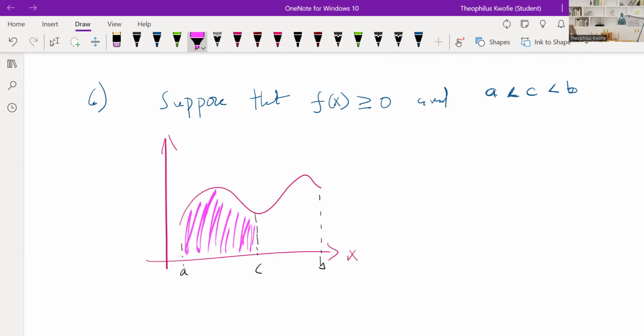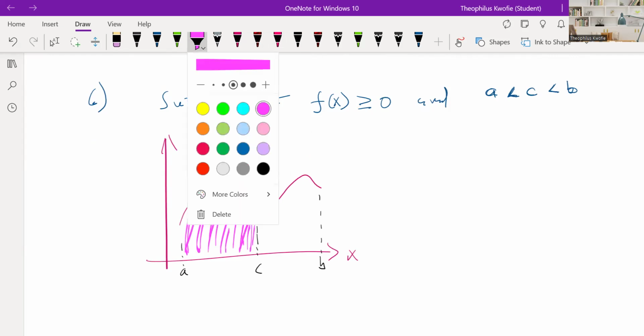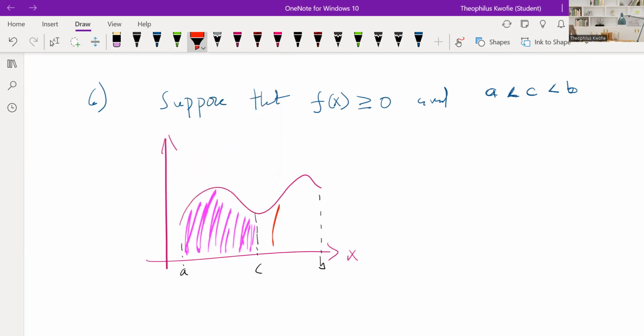And let me use a different pencil. And I also want to find the area within this region, okay? So I want to find the area from A to C, and I also want to find the area from C to B. And after, I will sum them to get the entire region under the curve.